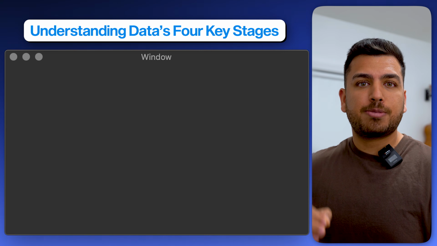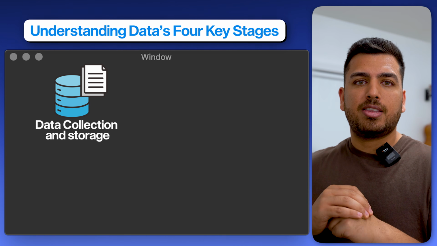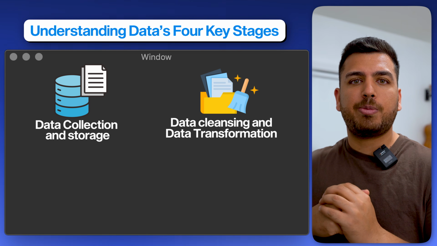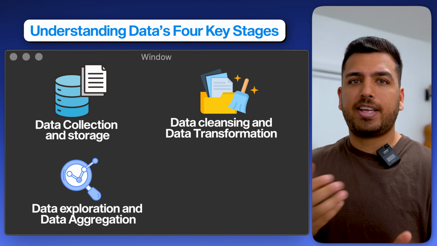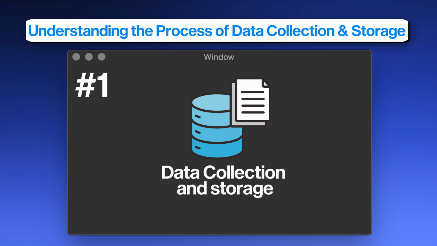So data flow has primarily four stages. The first one being data collection and storage. The second one, data cleaning and transformation. Third is data exploration and aggregation. And the fourth one is predictive analysis. So let's try to understand the very first stage, which is data collection and storage.